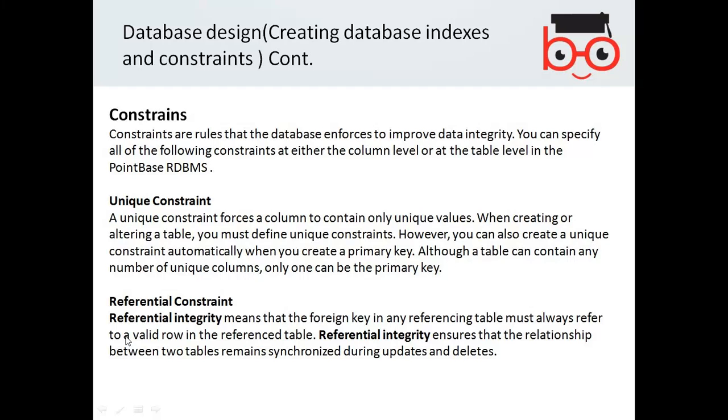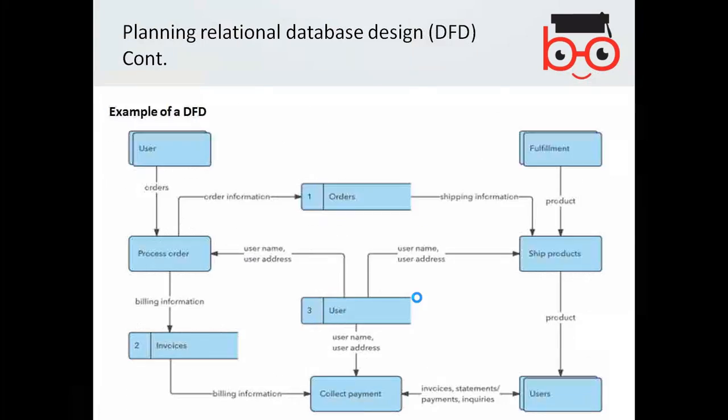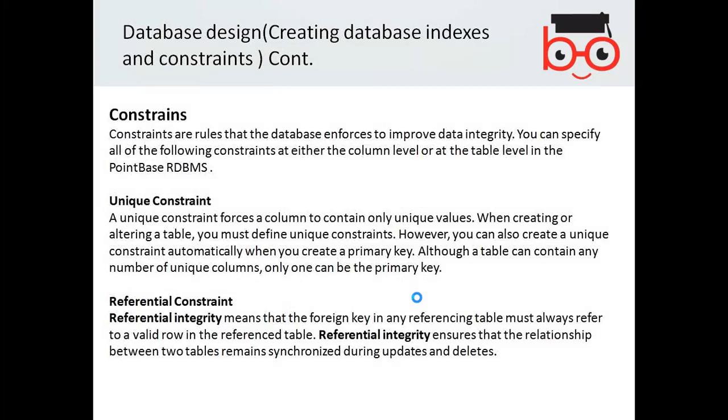A referential constraint means that you create a foreign key. As I discussed in the previous example, we created a primary key and a foreign key. So defining those foreign keys and primary keys comes under constraints. So a referential constraint applies when you define the foreign key.